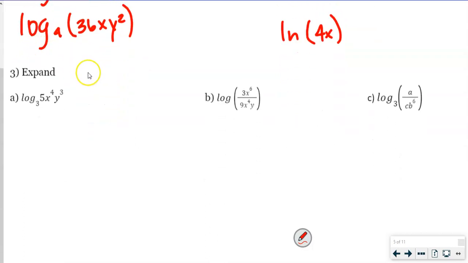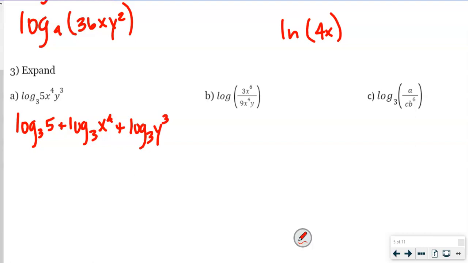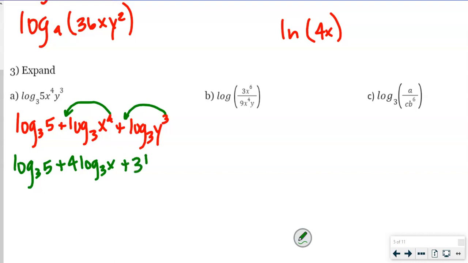All right, for our next 3, we're going to expand these. So we're going to step this out. So we've got log base 3 of 5, and then we have plus log base 3 of x to the 4th plus log base 3 of y to the 3rd. Now, hopefully you remember that when we have an exponent, we're going to move it out to the front. So that's what we're going to do. We're going to make it our coefficient. So this is going to be log base 3 of 5 plus 4 log base 3 of x plus 3 log base 3 of y.